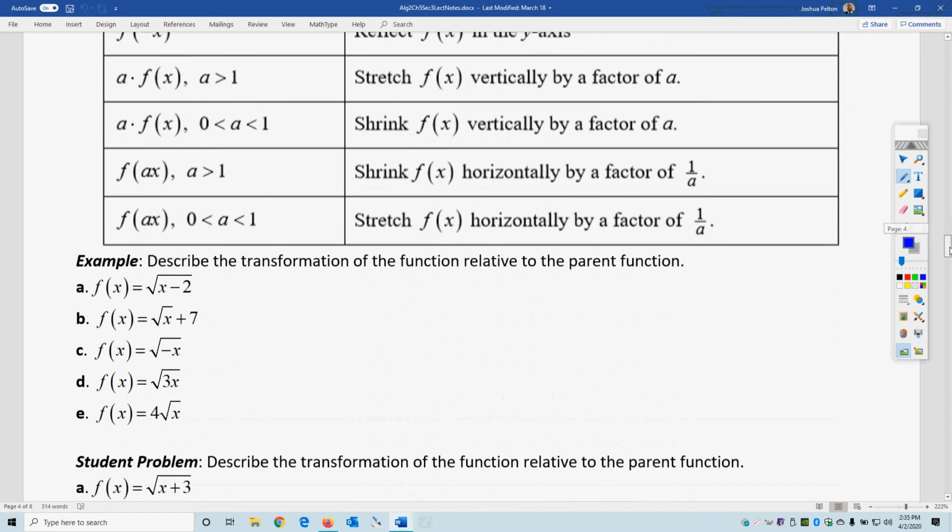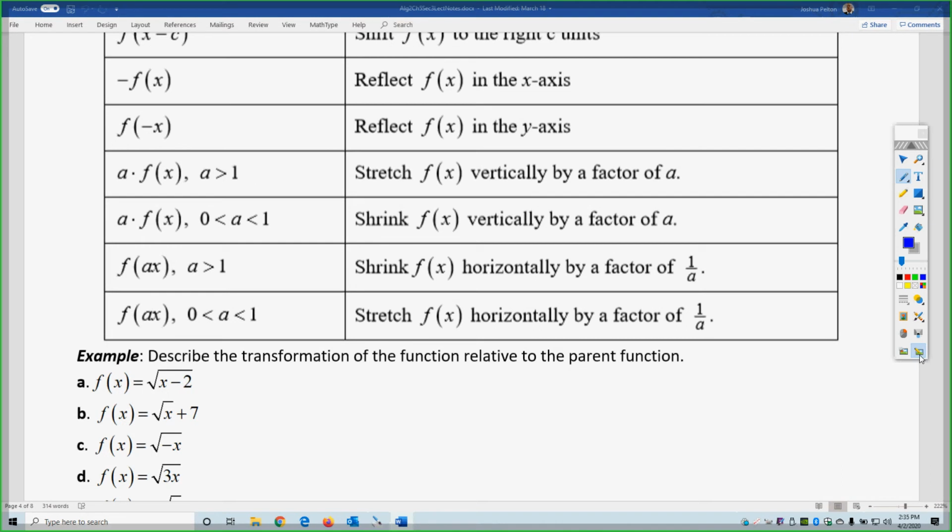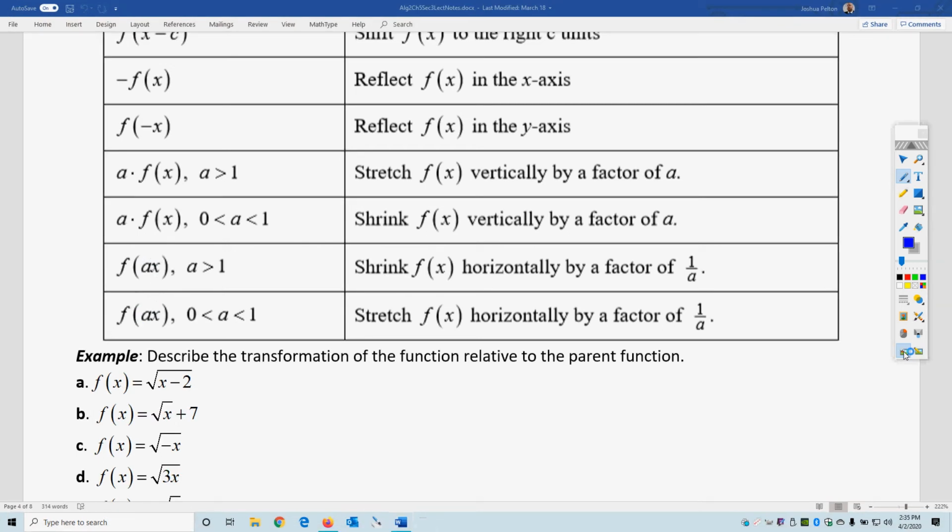And likewise, the inside is stretching and shrinking. However, it's counterintuitive on the inside, so be careful on those values. All right, let's go back and try the actual problems. That was just a little review from chapters 1 through 3.